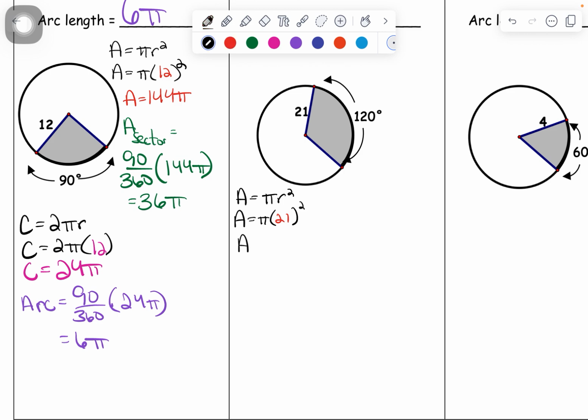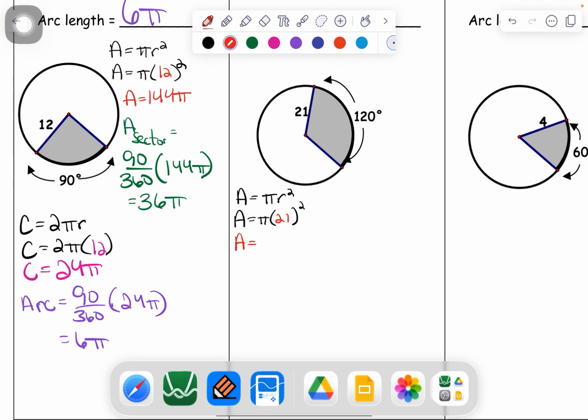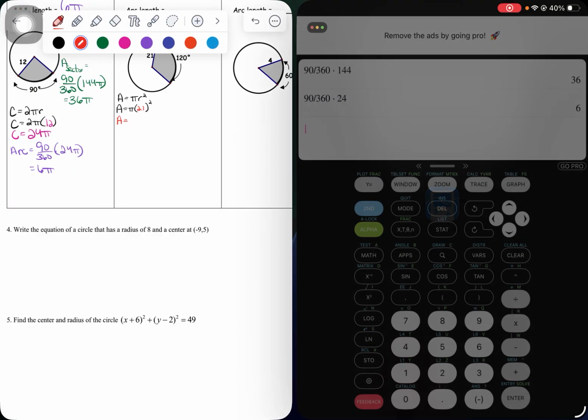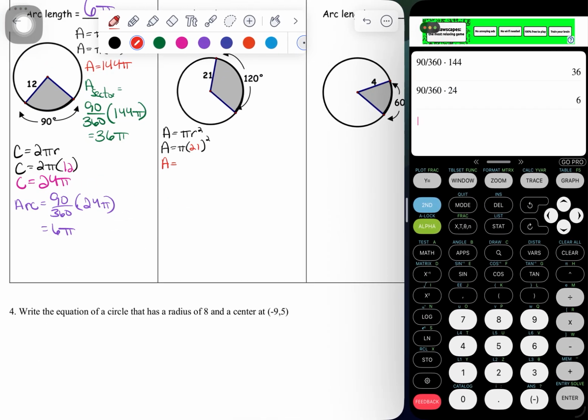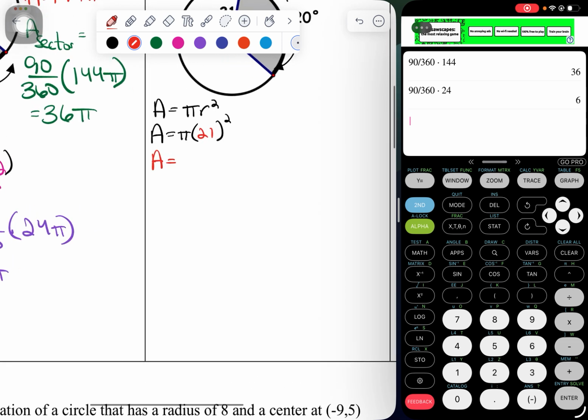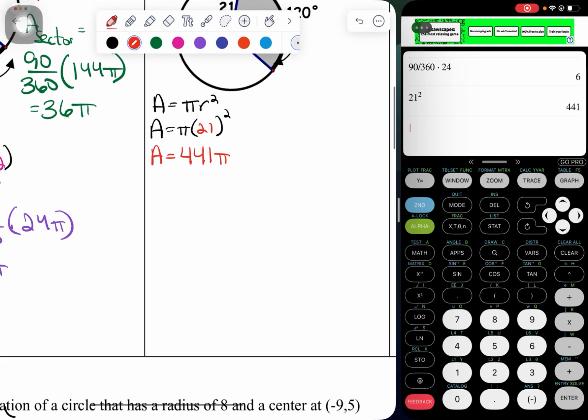Remember that calculator I had? I want it back real quickly here. So area is equal to, I think it's 441 for 21 squared. I'm going to double check. Let me move that over. All right, so 21 squared is, yeah, I was right. It's 441. All right, so 441 pi. Any units? Nope, no units.